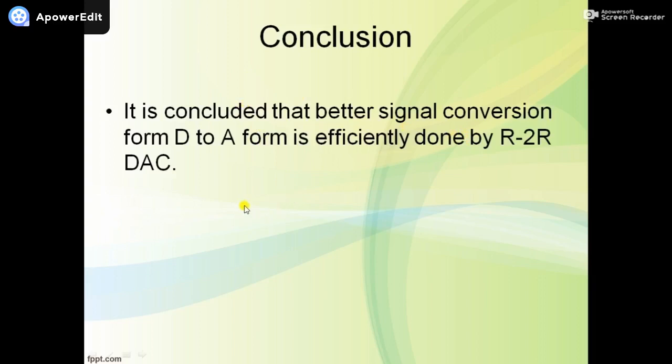Finally, the conclusion of this experiment: it is a better signal conversion from digital to analog, very efficient compared to the other types of digital to analog converter, because when we compare the theoretical values with practical, both are nearly equal. So we can say that this R-2R DAC converter is a better signal conversion compared to the other converters.